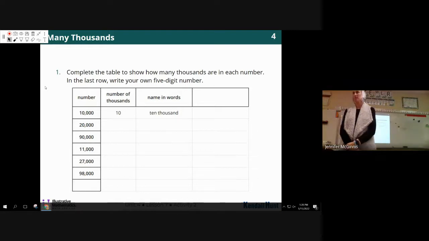Will? So it says 10,000. You would just write 10, and then you would name it in words. 10,000. Okay. I'm going to give you some time to get a jump start. Go. Working on your own for a few minutes. I'm going to be coming around, checking, seeing how it's going.